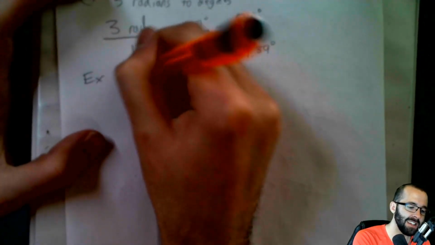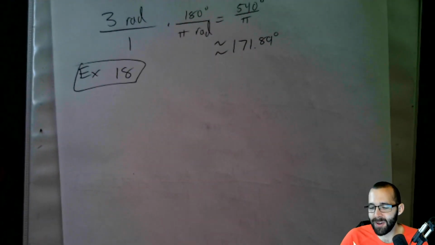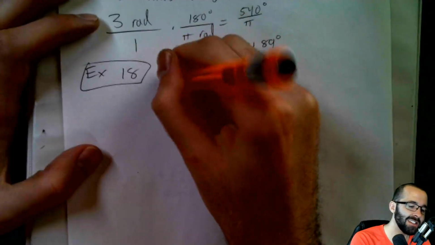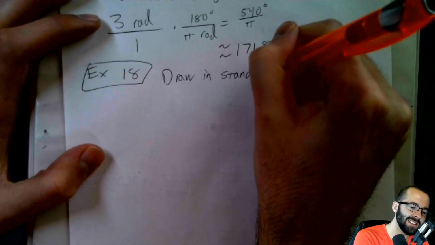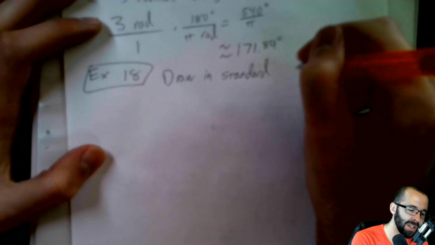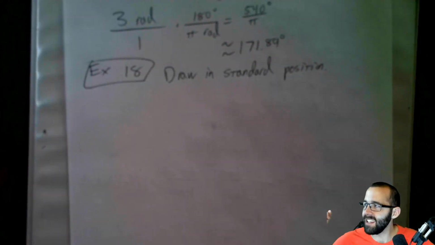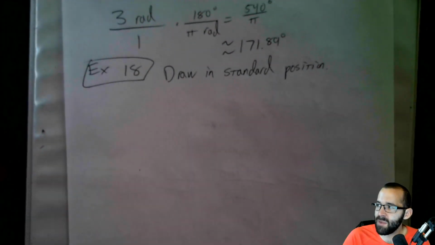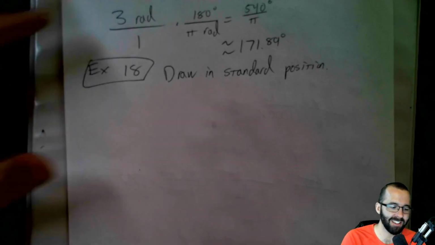Example number 18, apparently, because I skipped to 17 because I didn't know where I was. Here we go. Draw in standard position. And I don't want you to lose your minds. You might say, wait a minute, I have been keeping up with all of these trig lectures, and we did this yesterday. What's the deal? Well, keep your socks on. We're going to talk about what the deal is soon. Okay, so just wait and be patient.